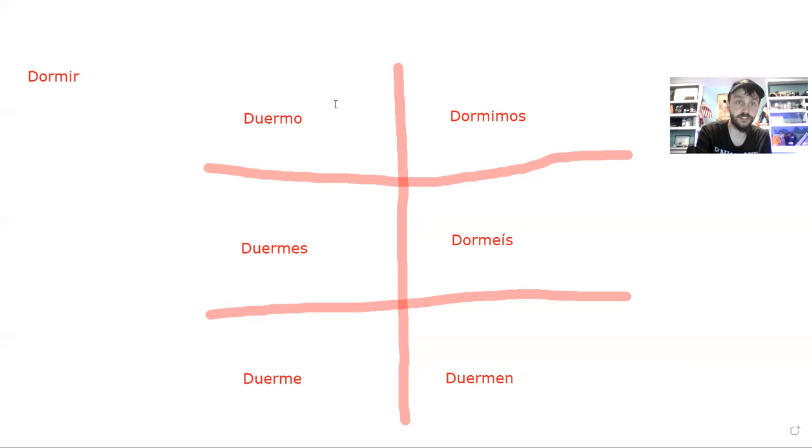So your conjugations are yo duermo, tú duermes, él duerme, ella duerme, usted duerme. Nosotros dormimos, nosotras dormimos, vosotros dormís, vosotras dormís, ellos duermen, ellas duermen, y ustedes duermen. See that? That one's kind of a tongue twister.